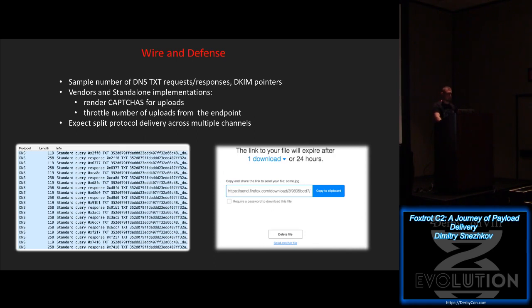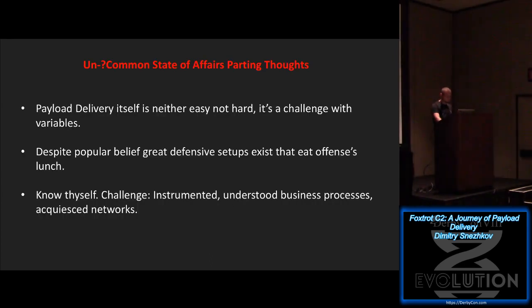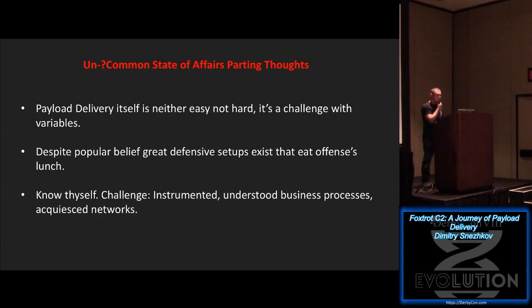And if you do, then you have to have certain specific provisioning, and you need to take exception with that. And then the blue team actually now needs to expect the split protocol delivery, because it's just too good of a vector for us to utilize, because we can bounce off of different mechanisms in order to split the behavioral analytics here. So while this is all good and bad, I think what this boils down to, for the red team, which in this case I care about, is that payload delivery itself is not easy or hard. There's just a challenge with variables that you need to solve.